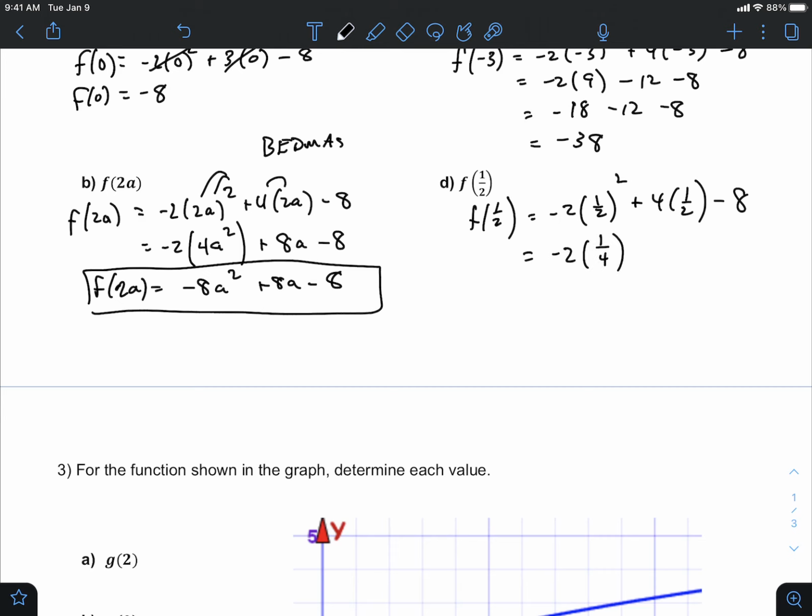Okay, square the top and square the bottom of the fraction. Plus, so we can do the multiplication there. That's going to be 4 over 2, and then minus 8. Okay, so we get, did I do that right? Oh yeah, I did do it right. Okay. So we're going to get negative 2 by 4 plus 4 by 2 minus 8.